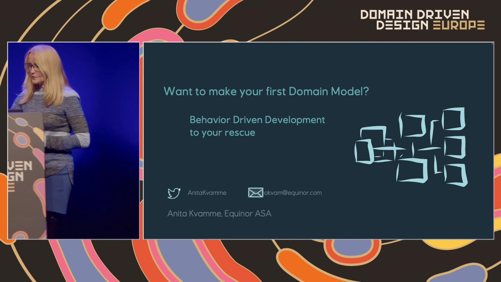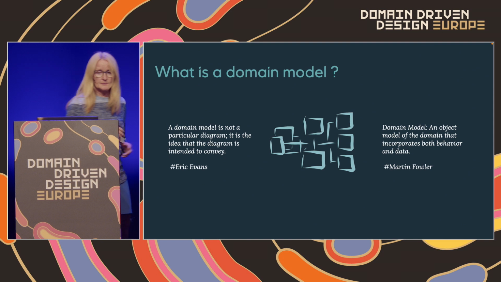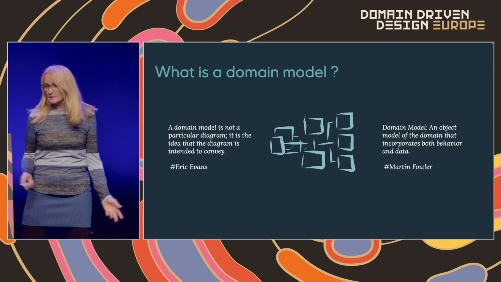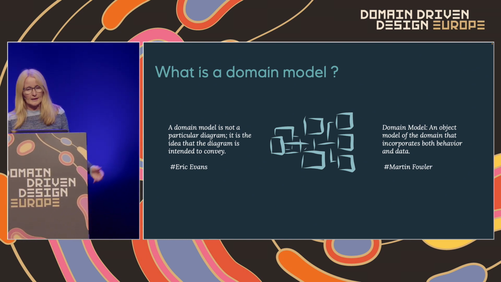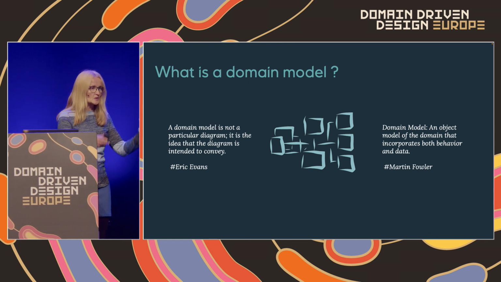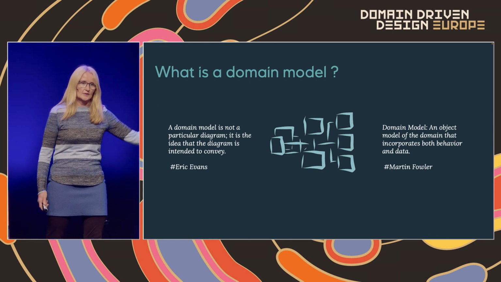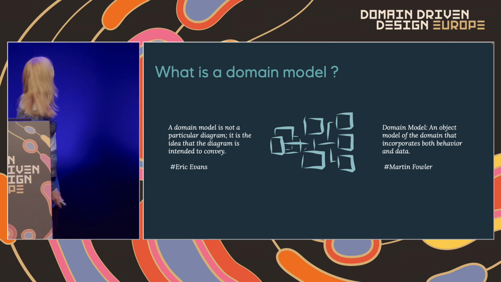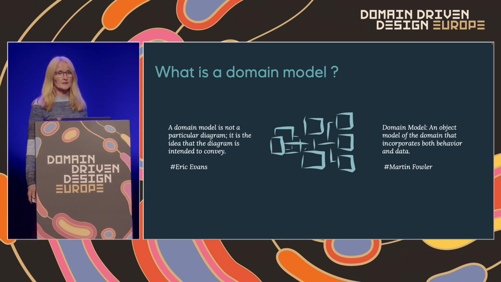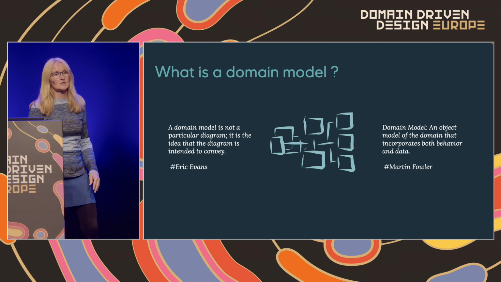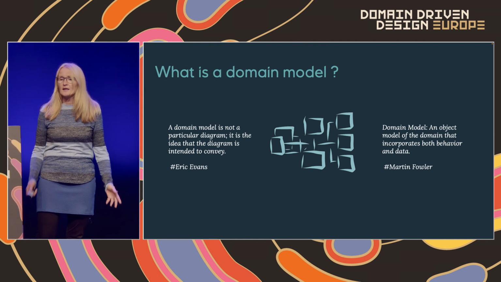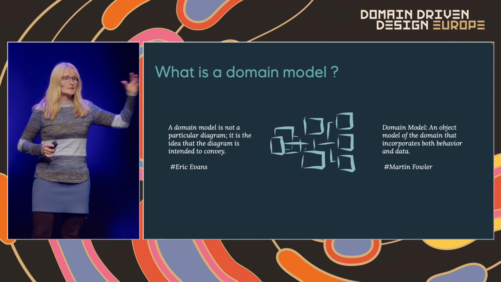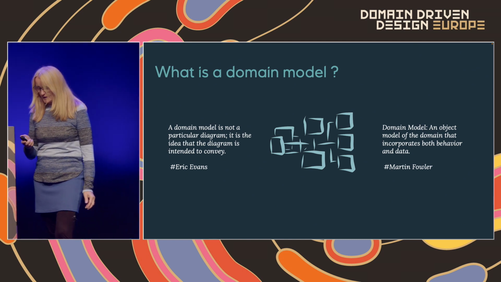So, first of all, what is a domain model? For the definition, you can choose a very concrete one, saying that a domain model is an object model of a domain that incorporates both behavior and data. It's concrete, it's kind of object-oriented, and it's down in the code. The other one is taken from Eric Evans' famous blue book, and it says a domain model is not a particular diagram, but it's the idea that the diagram should convey. And I like them both, because I think in order to shape your domain model, you need to have this idea, and you need to make it concrete enough to get all the way into the code.